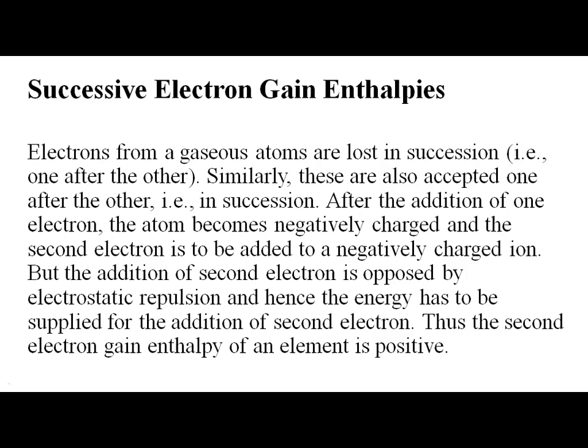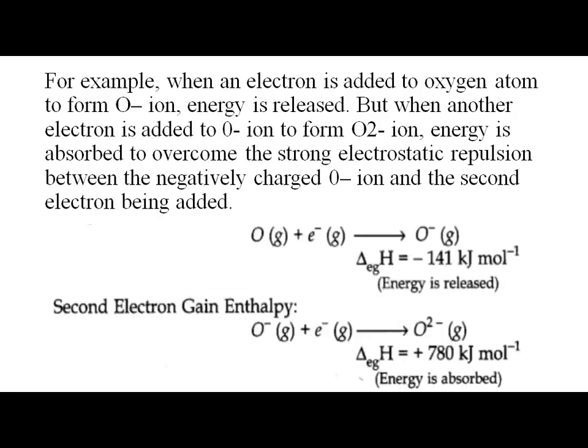Hence, the energy has to be supplied for the addition of a second electron. Thus, the second electron gain enthalpy of an element is always positive. Here the example of oxygen is given. When an electron is added to an oxygen atom to form an O minus ion, energy is released. But when another electron is added to the O minus ion to form an O 2 minus ion, energy is absorbed to overcome the strong electrostatic repulsive forces between the negatively charged O minus ion and the second electron being added.